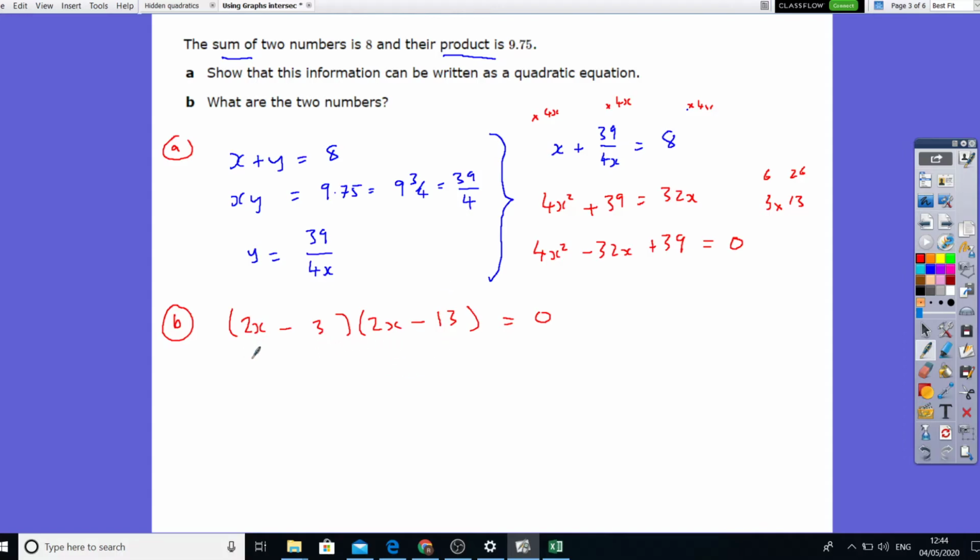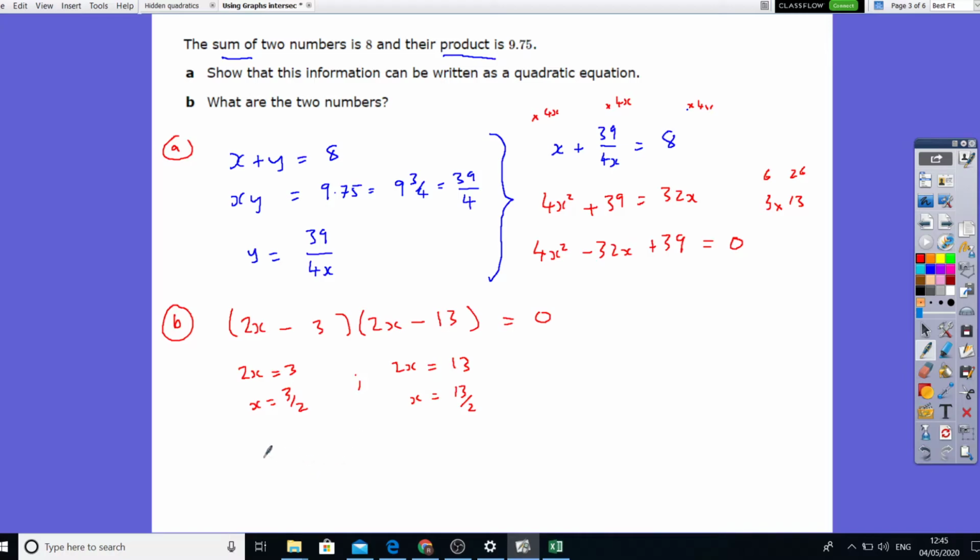Okay, so that works. So what I end up with is 2x can equal 3, where x will equal 3 over 2. The other number is 2x equals 13, so x will equal 13 over 2. That's going to give me 1.5, and this one's giving me 6.5. And they will satisfy the above.